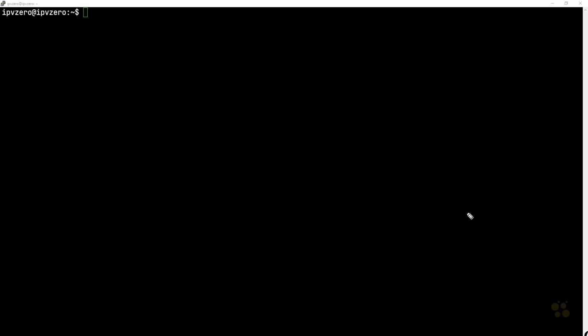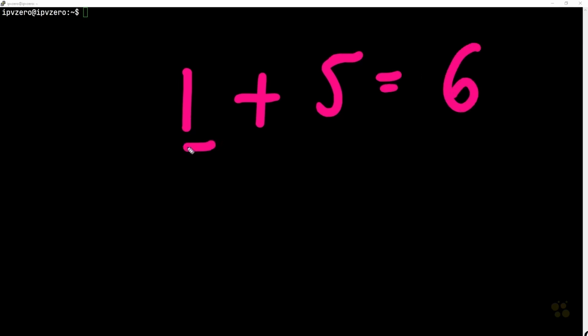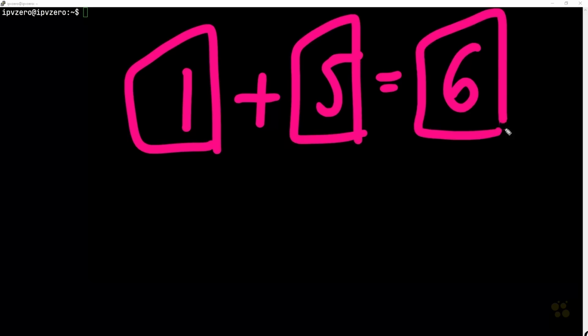Let me give you a rough analogy as to how this is happening. Let's say I had 3 pieces of information here. I say 1 plus 5 equals 6. Okay, that's 3 pieces of information. And you can imagine that spread across 3 different disks.